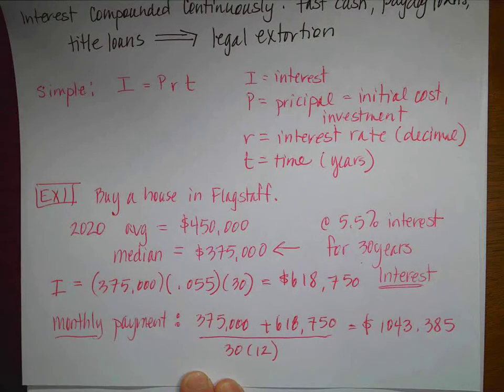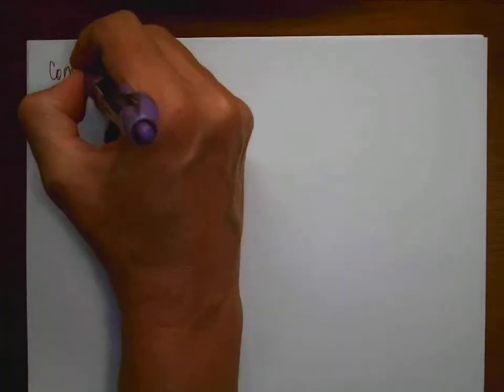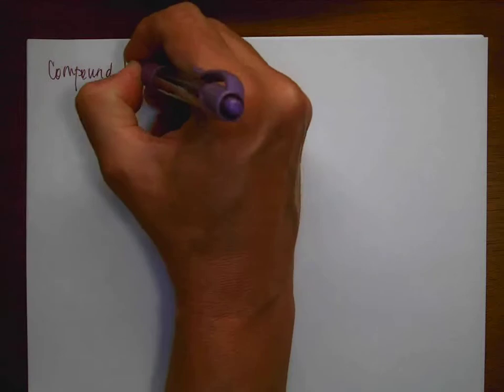So that is a rude awakening. Something you should talk to your parents about is budgeting. How much do they spend each month on a monthly payment? Or if you're not buying a house, how much do your parents spend a month to rent something in Flagstaff? It's very eye-opening.